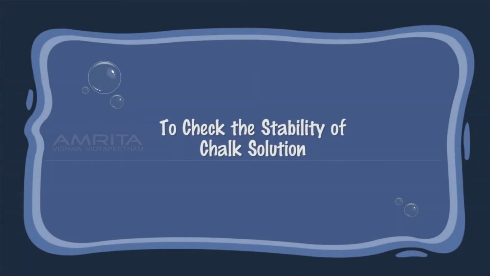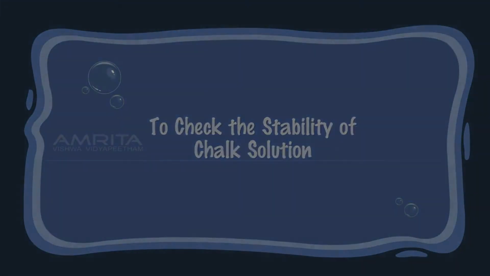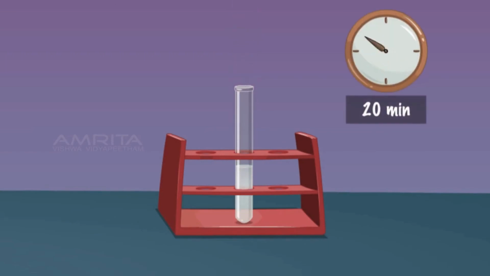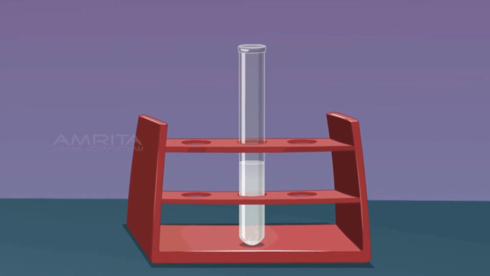To check the stability of chalk solution, take some chalk suspension in a test tube and leave it in the test tube rack for 20 minutes. You will note a gradual settlement of chalk particles at the bottom of the test tube. This indicates that a suspension is unstable and shows settlement of heavier particles.